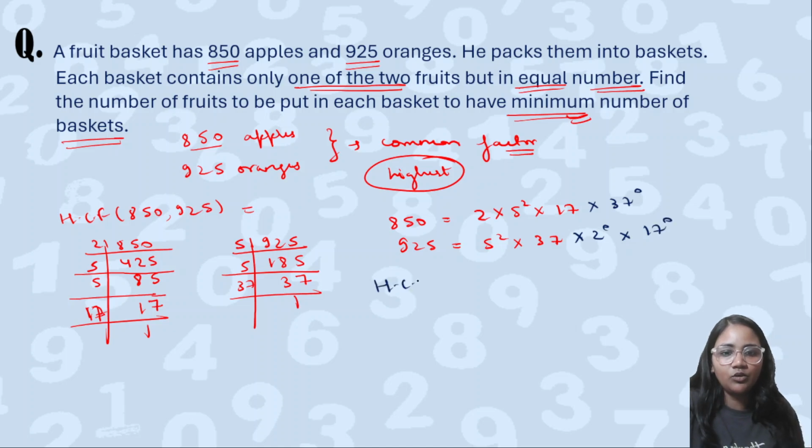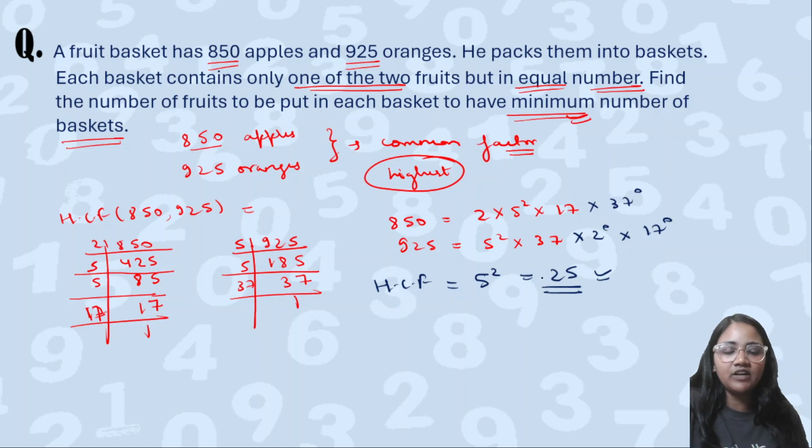Now, we know that HCF is the least power of the common primes, right? Least power, let's see. If I take 2, the least power is 2 to the power 0, that is 1, right? And if I take 5, it is 5 square. So 5 square, I think it's 25. Yeah. So 25 is the HCF.